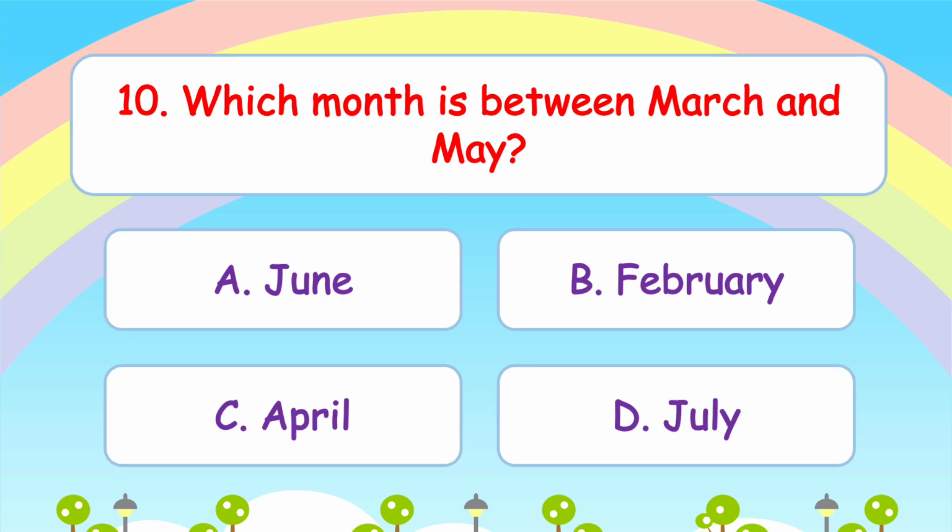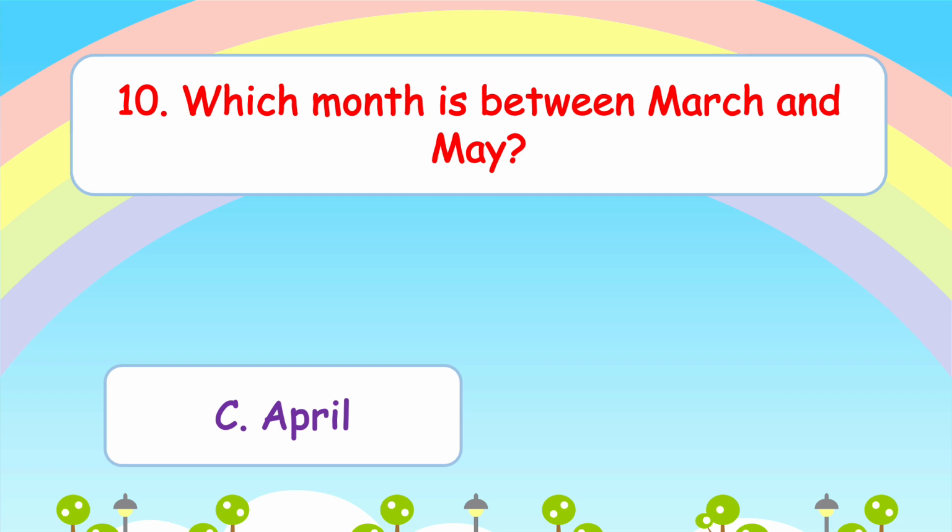Which month is between March and May? And your options are June, February, April, or July. And it's April. April comes in between March and May.